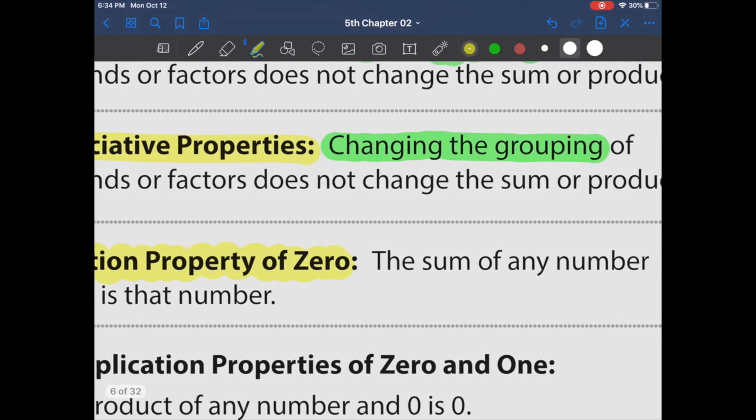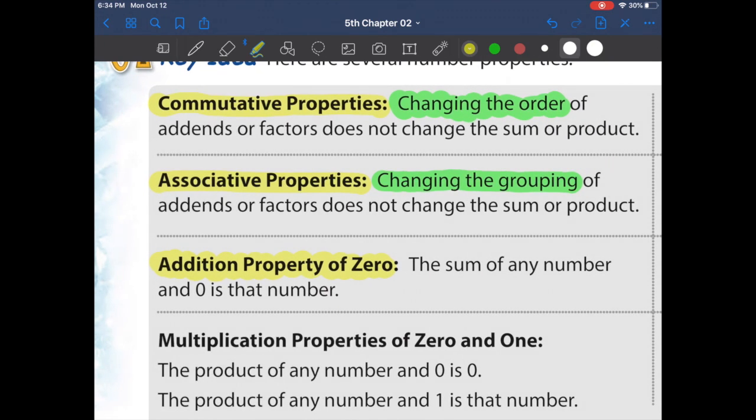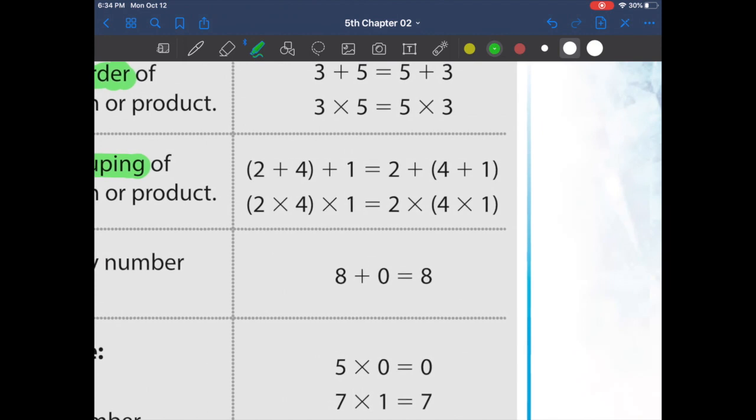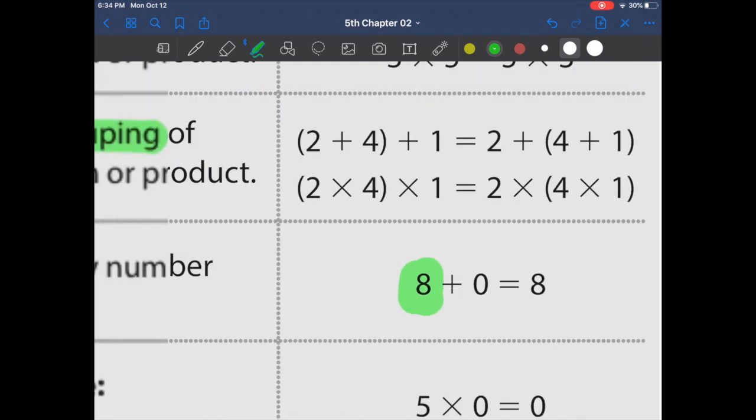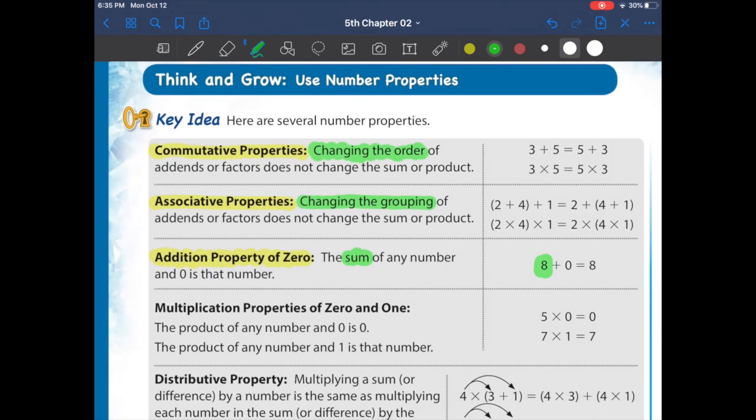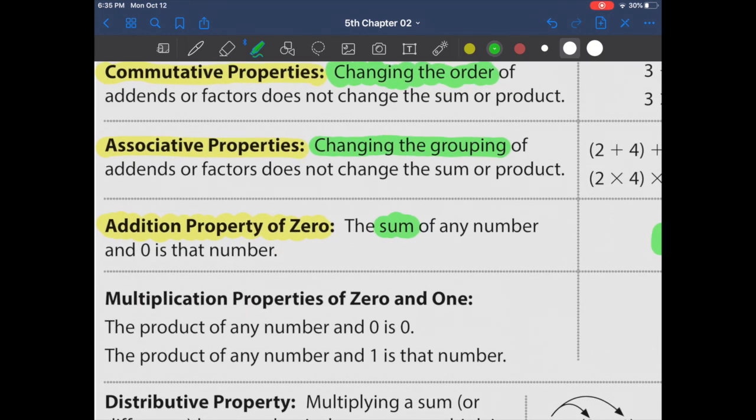Now, the next one, the addition property of 0. So we're adding something of 0. It sounds like we're adding 0. The addition property of 0 means that the sum, meaning everything together, and the number 0 is that number. So let's think about this. 8 plus 0 will always be just this number, right? Because anything plus 0 is just going to be that specific number. So 8 plus 0 is still going to give you 8. That is the addition property of 0.